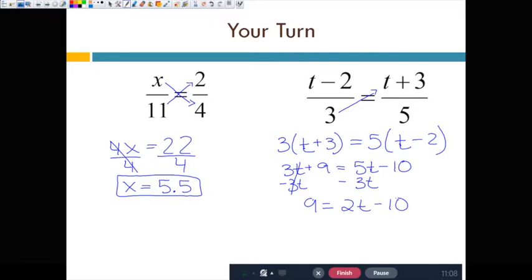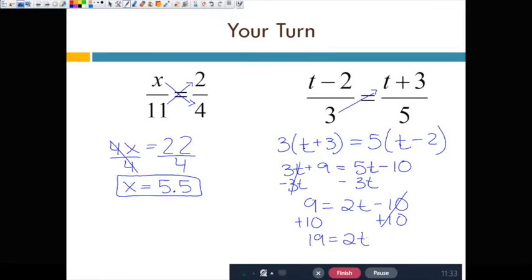Yes? Oh, were you raising your hand? No, but you can do minus 9 with 10 minus 9. I don't know. Yes? Add the 10 to the 9. Okay, I'm going to add 10 because I have to eliminate the 10. I'm trying to get everything away from my variable. So I'm going to get 19 equals 2t. Now what do I need to do?